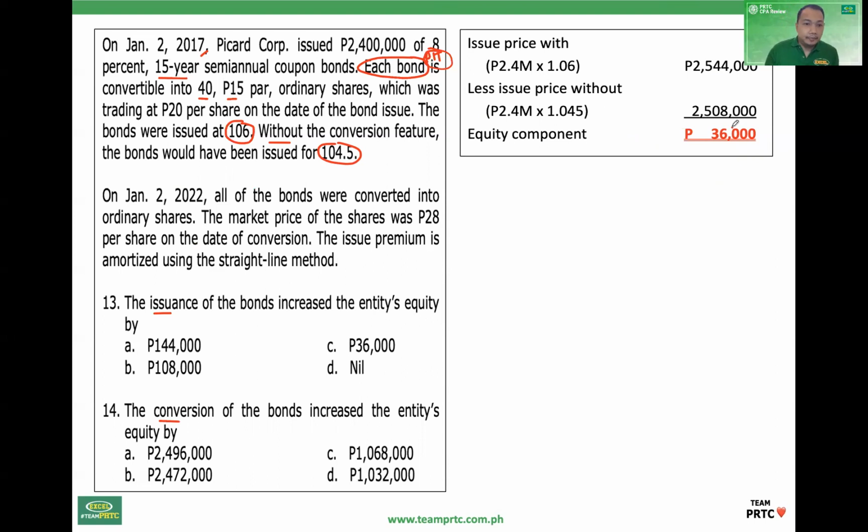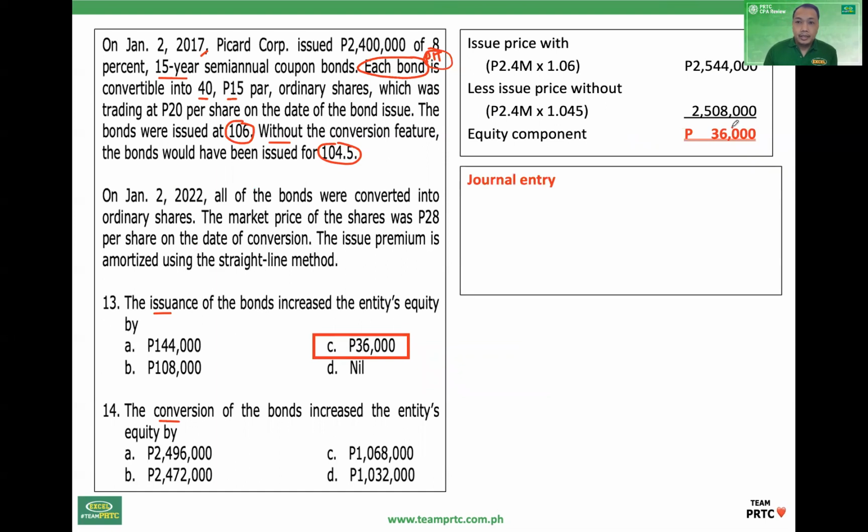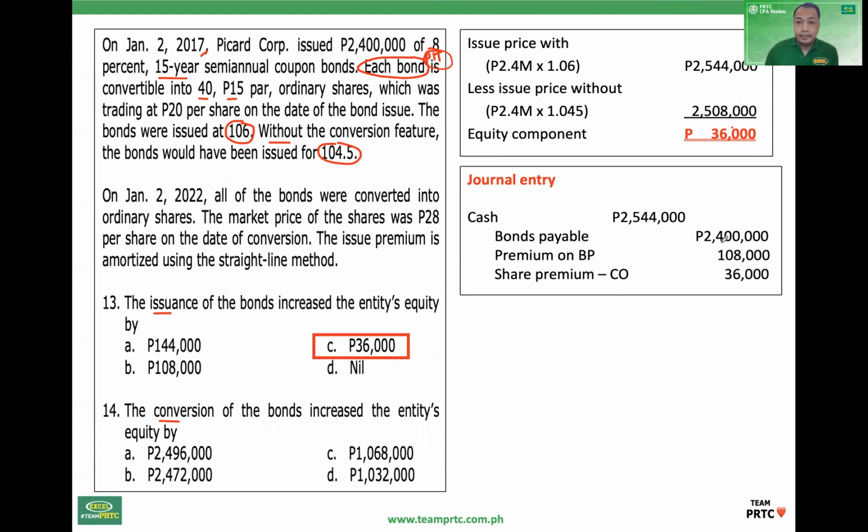So number 13, letter C. Journal entry. Debit, cash, the proceeds. Again, traditionally, bonds payable at face value. Bonds payable, credit, 2,400,000. Allocated to liability, 2,508,000. Excess, share premium on bonds payable, 108,000. The equity component, share premium, conversion option.